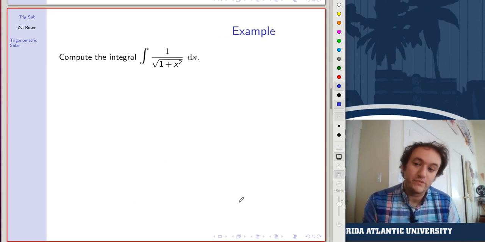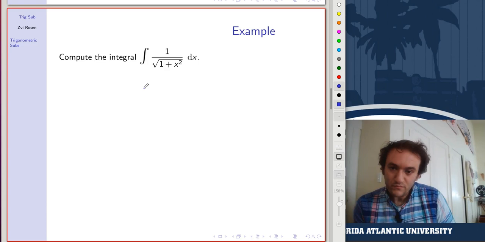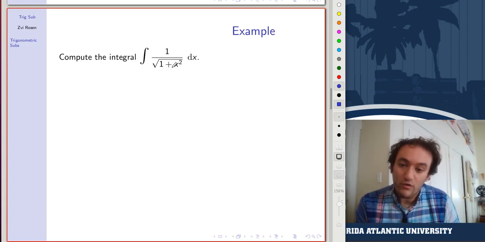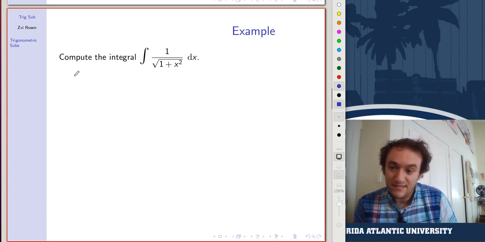Okay, so let's use these new trigonometric substitutions to do this integral. We're asked to compute the indefinite integral of 1 over the square root of 1 plus x squared dx. The first thing we notice is this expression is 1 plus x squared. So what we just learned is that a useful substitution is x equals tangent of theta.